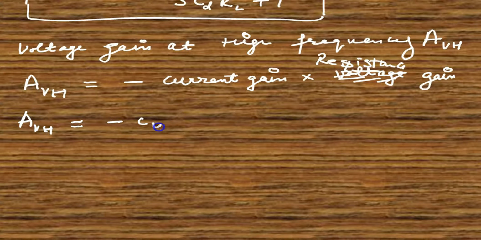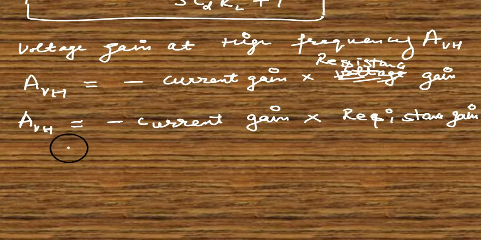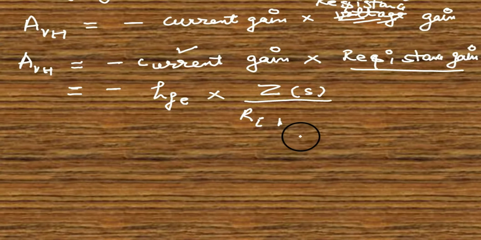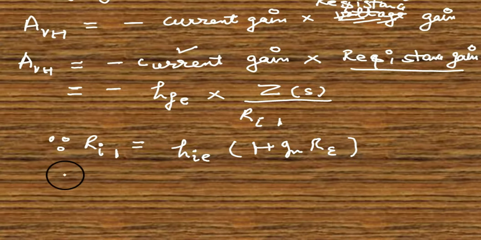Now we know the voltage gain is what? Current gain into resistance gain. The minus sign means there is a phase reversal in common emitter. Current gain is hfe. Resistance gain means output resistance, which is Zs, over input resistance, which is Zi1. Ri1 is already calculated. Just watch my previous video. There the explanation is given.